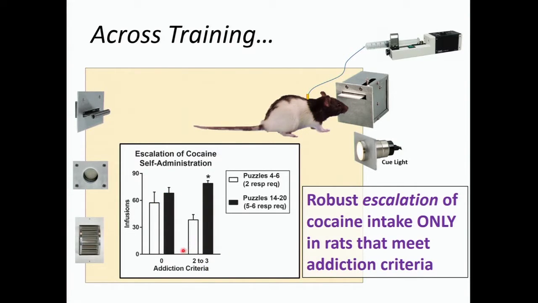But these rats, interestingly enough, that show the 2 to 3 addiction criteria, they actually start out lower, but show this big increase in the amount of cocaine that they're taking. They go from about 30 infusions per session to 90 infusions per session. So they're tripling the amount of cocaine that they're taking over time. And again, this is comparing the first 4 to 6 puzzles to the last 14 to 20 puzzles.